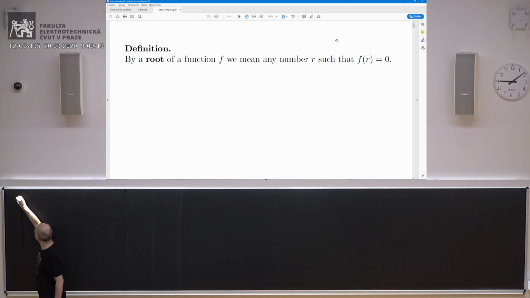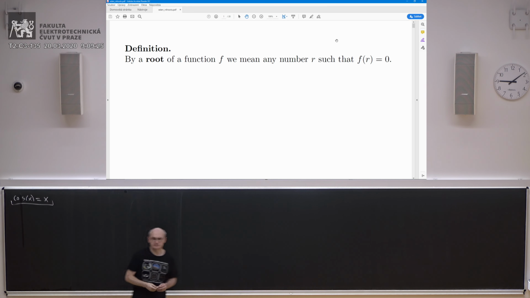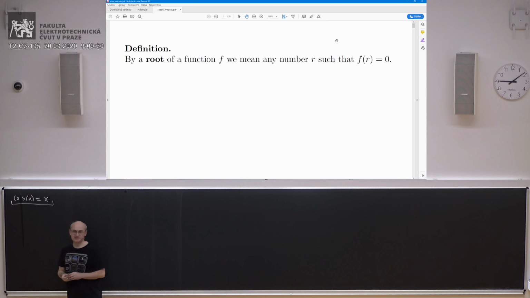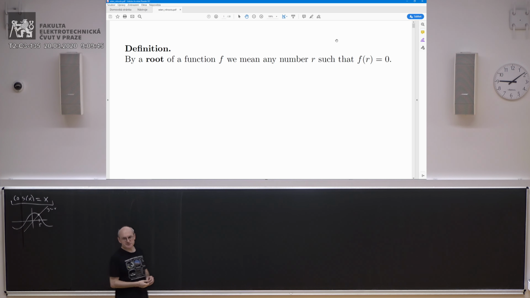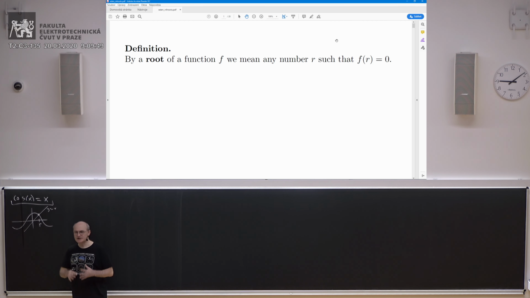So here is an example. Cosine x is equal to x. That's a very simple equation. And when you look at the graphs of these two functions, you can see that they intersect. So definitely this equation has a solution. I can see it right here. But surprisingly enough, I cannot express this solution with some algebraic formula.